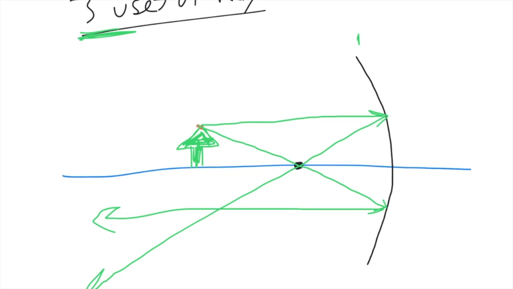The last ray we're going to draw is going to go from the tip of the object, the top of the object, and it's going to hit the mirror right at the axis, right at the middle. And at that spot, the normal to the mirror is the axis. So it's going to bounce off with the exact same angle as it was coming in at. And it's going to go away from the mirror at that same angle.